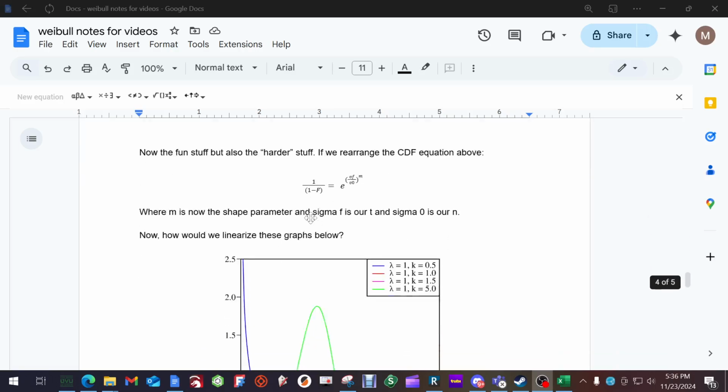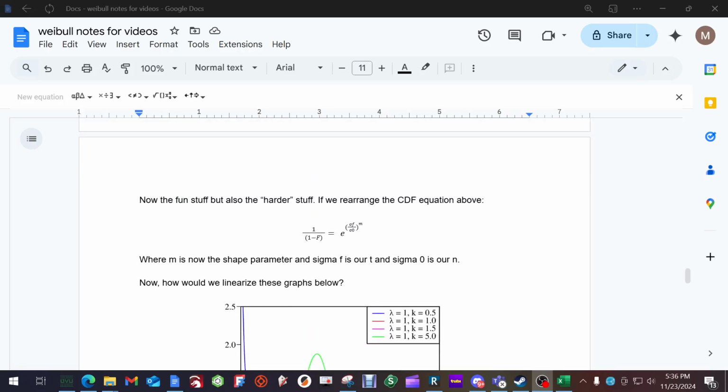So let's go back down. Okay, so 1 divided by our failure rate. That's usually a pretty good guess. 1 over f, hey, 1 out of 20, 1 out of 30. But we want a little bit more precision. So we do 1 divided by 1 minus the failure rate. It just gives us a little bit more reliability. Okay, so this is equal to e to the sigma f divided by sigma naught to the m.